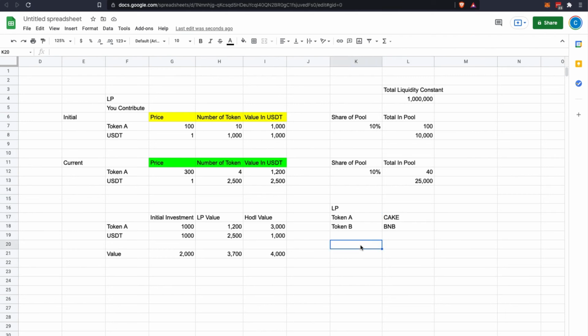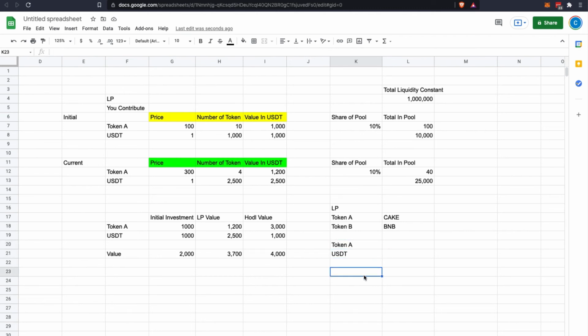Another one, which I consider the second category, is token A and a stable coin like USDT. This category has slightly lesser exposure to impermanent loss, because the price of USDT doesn't fluctuate that much compared to token A, which might fluctuate a lot. Actually, your risk is much more on token A itself.